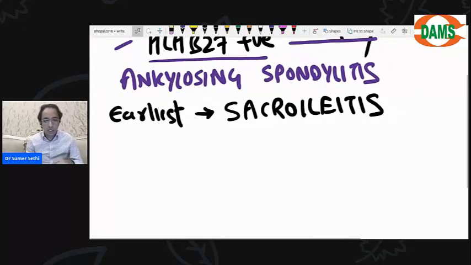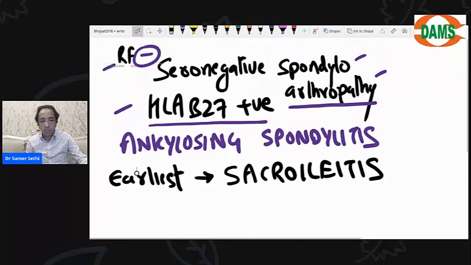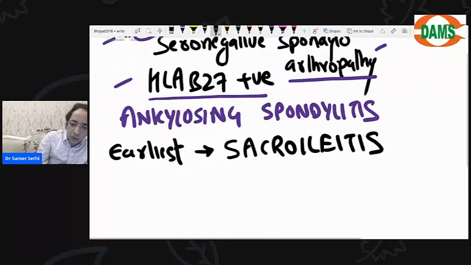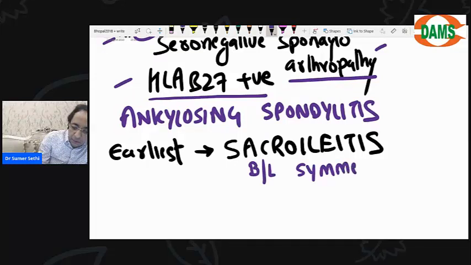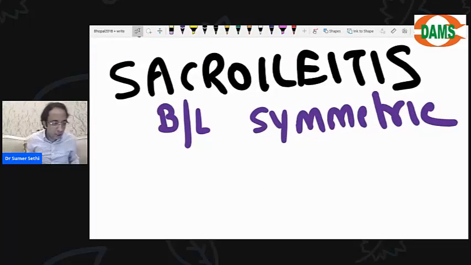Okay. Now let's see if you can answer better. Any one of you can answer. I will ask anyone. In ankspons, will the sacroiliitis be unilateral or bilateral? It will be bilaterally symmetrical, because we are looking at a systemic disorder, it tends to be bilaterally symmetric.